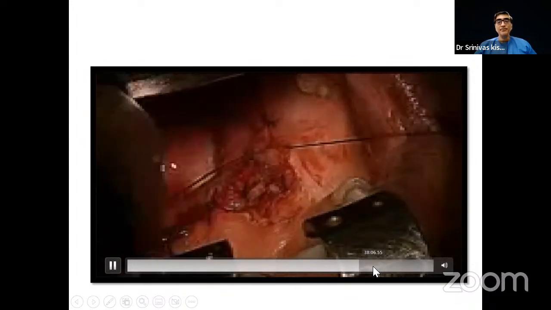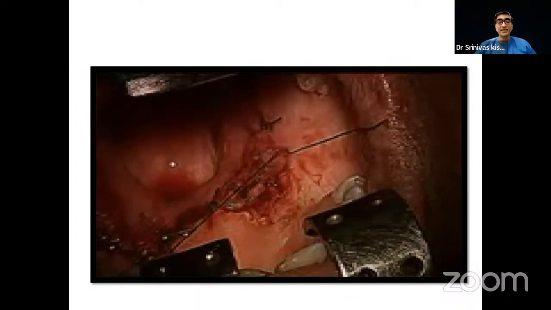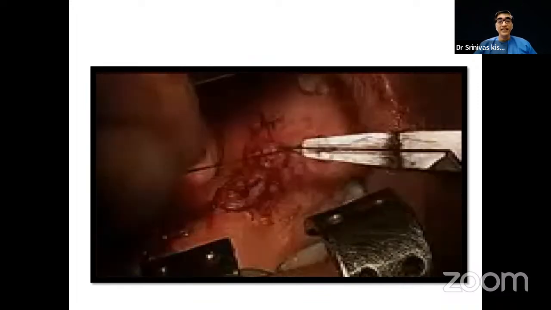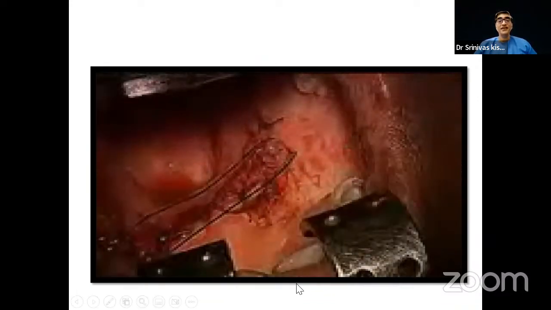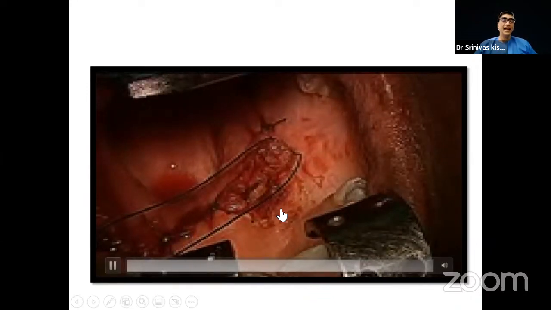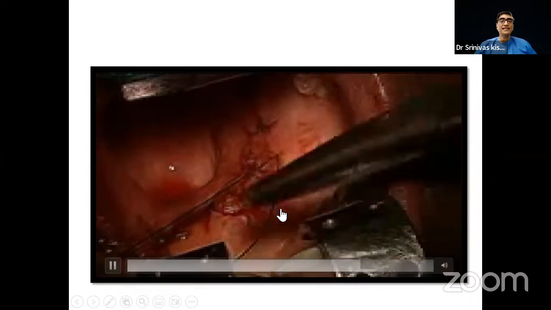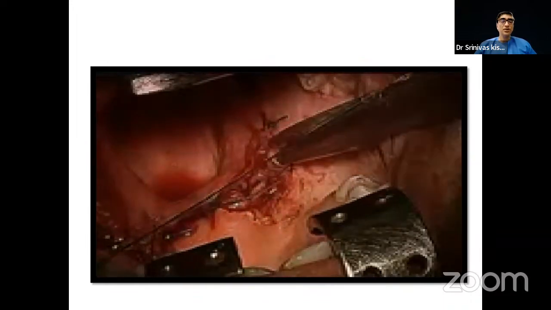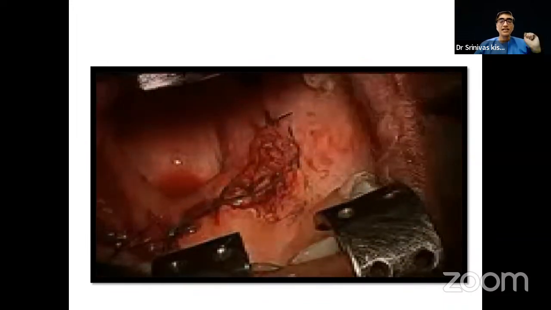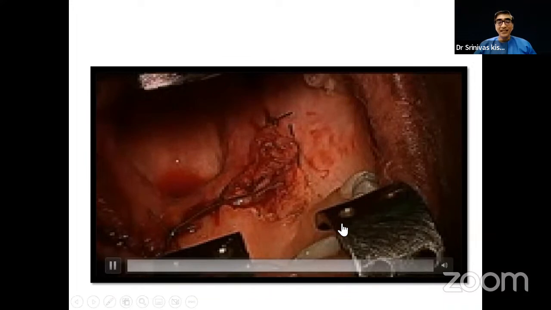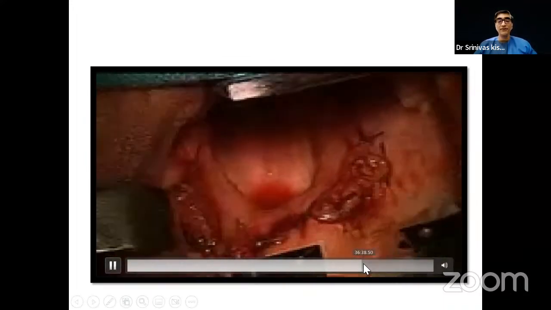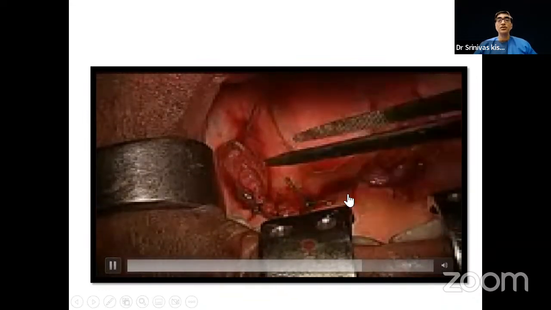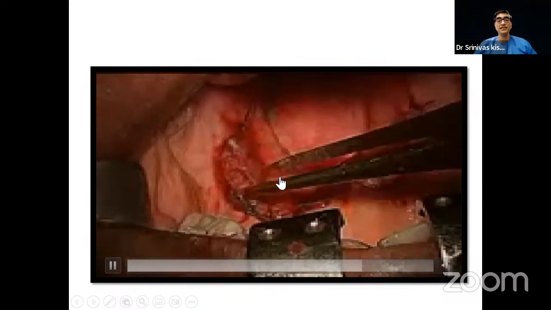And always remember not to tie the stitches tight. If there is anything that you would take home from today's lecture, it is that whenever you do a palatal surgery, do not tie the knots very tight. It will result in necrosis because the blood supply will be cut off. So this is how the whole thing is done.